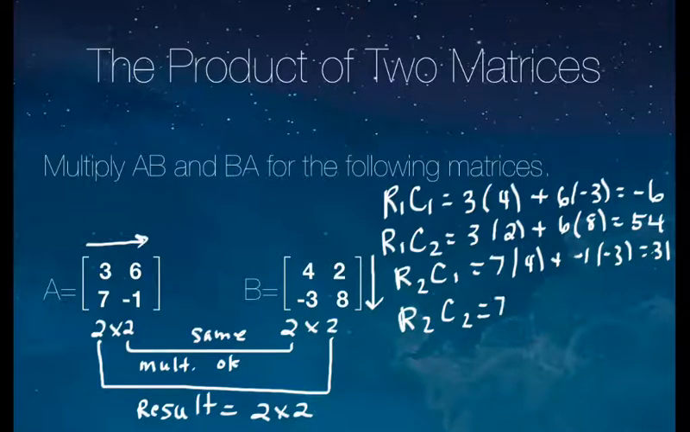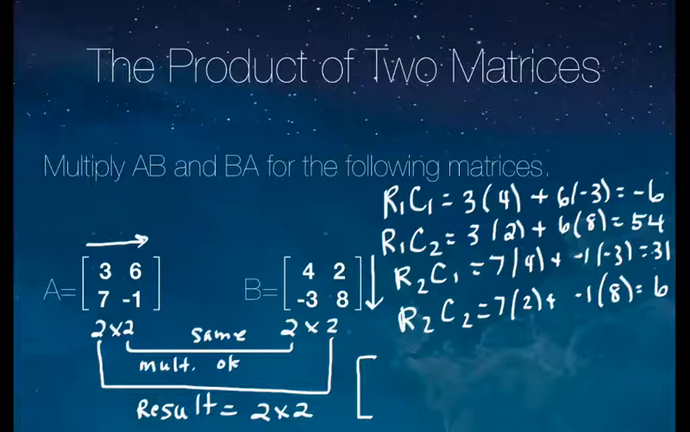It's going to be 7 times 2 plus negative 1 times 8, which is going to be 14 minus 8, which gives me 6. Now let's talk about my result. I knew that my result was going to be a 2 by 2. It's going to look like this.